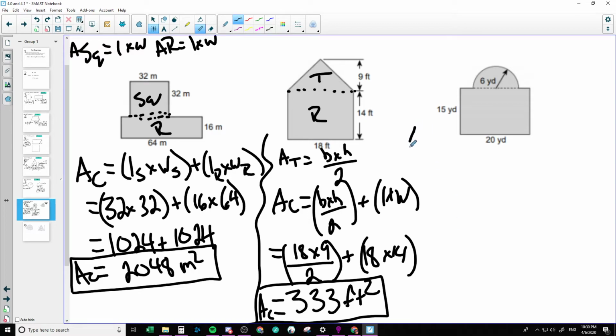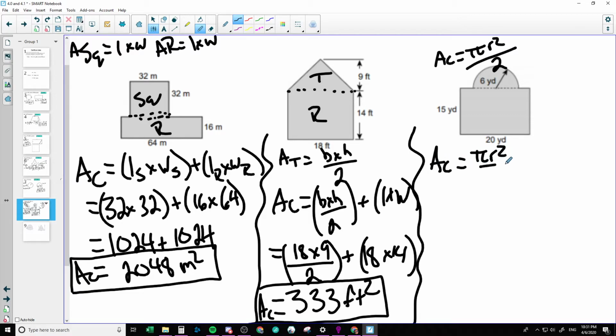Okay, last one here, and this one's a little bit trickier because it's got half of a circle on the top. So we remember that the area of a circle is pi r squared, but the area of this half of the circle is going to be pi r squared divided by 2. Okay, and this is just a regular rectangle. So area combined is going to be pi r squared divided by 2 plus 15 times 20.